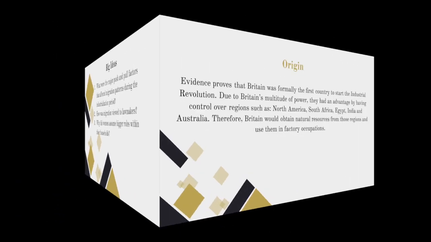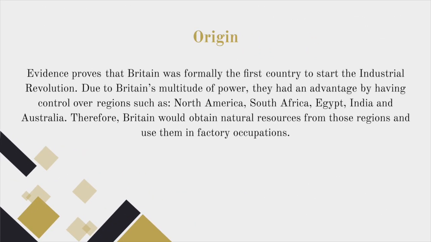Now, jumping right into our information, I'll give you a little preview. So, evidence proves that Britain was formerly the first country to start the Industrial Revolution. Due to Britain's multitude of power, they had an advantage by having control over regions such as North America, South Africa, Egypt, India, and Australia. Therefore, Britain would obtain natural resources from those regions and use them in factory occupations.